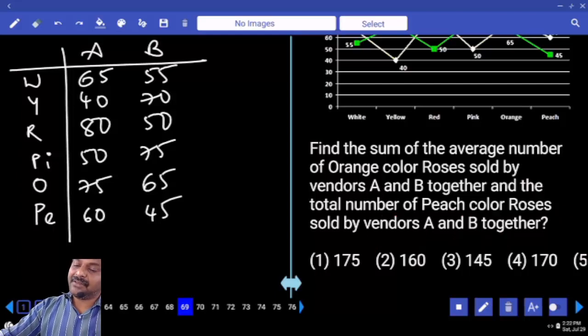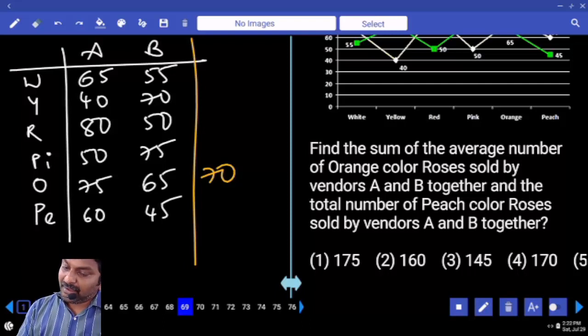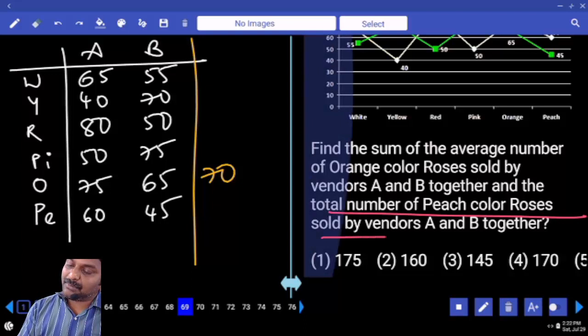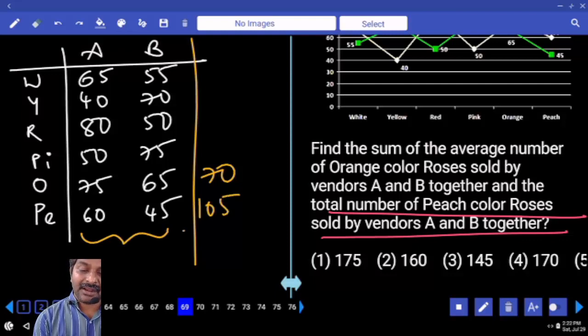Find the sum of average number of orange color roses sold by vendor A and B together. Orange sum is 140, average is 70. Otherwise the middle number is the average. Between 75 and 65, the middle number is 70. And the total number of peach color roses sold by A and B together. For peach color, we were not asked to calculate average. We were supposed to take total. Sum of both the numbers is 105. And we were asked to calculate sum of these two, right?